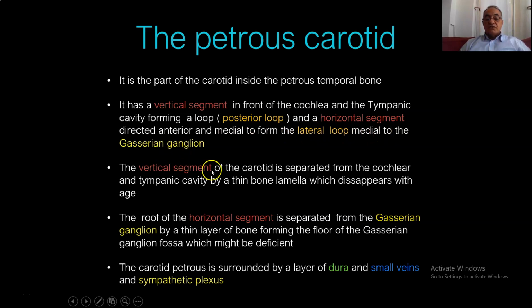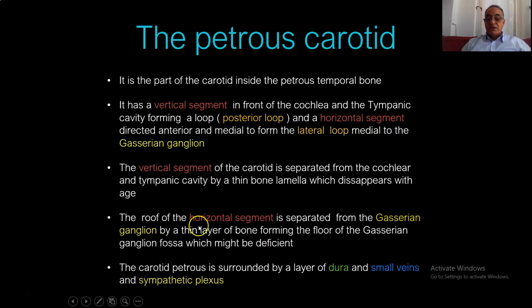ganglion. The vertical segment of the carotid is separated from the cochlear and tympanic cavity by a thin bone lamellae which disappears with age. So the carotid canal has a bony covering that disappears with age, and this bony covering gets thin by continuous pulsations all through the life of the person, and this will make it something very serious, because if you don't have this bone lamellae, what will happen? You might hear all the noise of the internal carotid artery continuously, because the pulsations are really big in the petrous carotid, but we don't hear it.